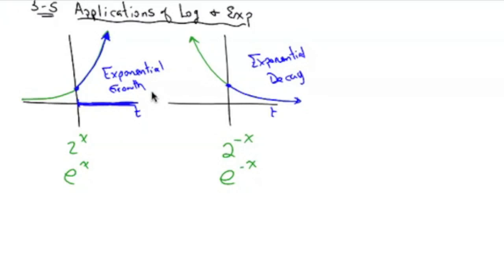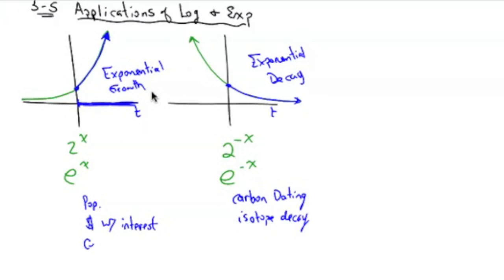All right, what else decays? Bone. What's that? Fossils? What do you mean fossils? Like carbon dating. Carbon dating. So over here you have carbon dating, isotope decay. This is population, money, and money with interest. I'm just going to put interest, and cell division.